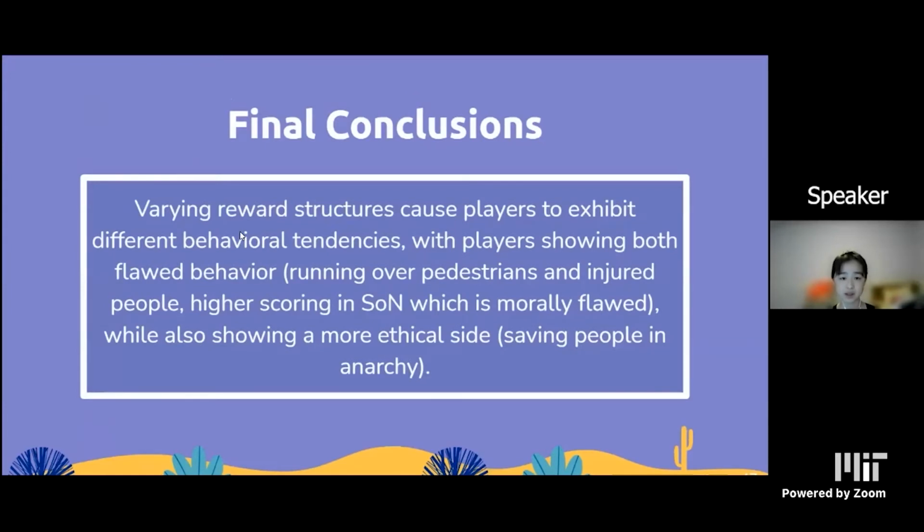And finally, if we step back to answer the question and follow our hypothesis, we notice that varying reward structures cause players to exhibit different behavioral tendencies, whether it be showing players with flawed behavior, running over pedestrians and injured people, or scoring higher in the state of nature, which is morally flawed, or showing a more ethical side by saving people in anarchy when they don't really have to.